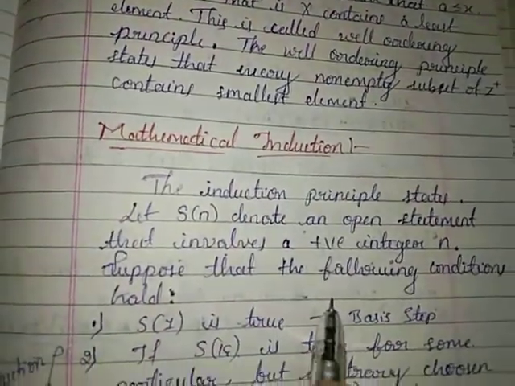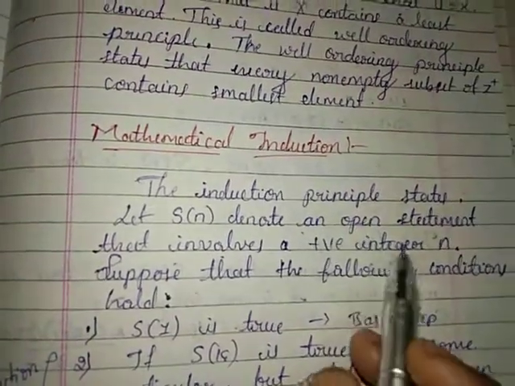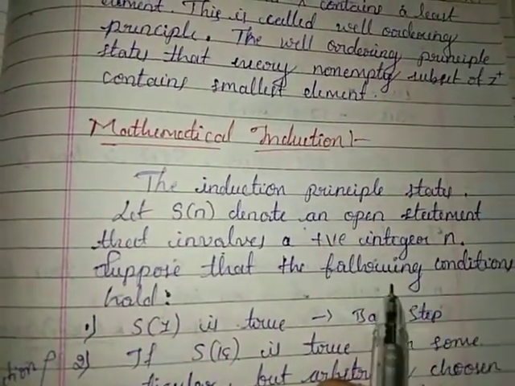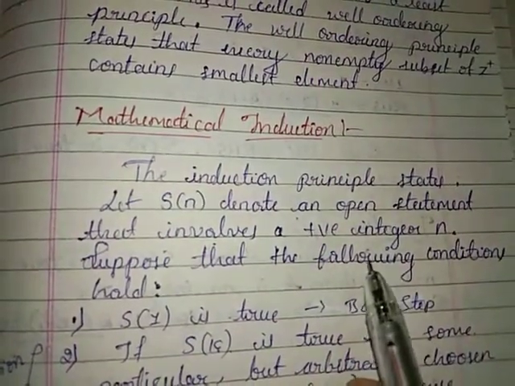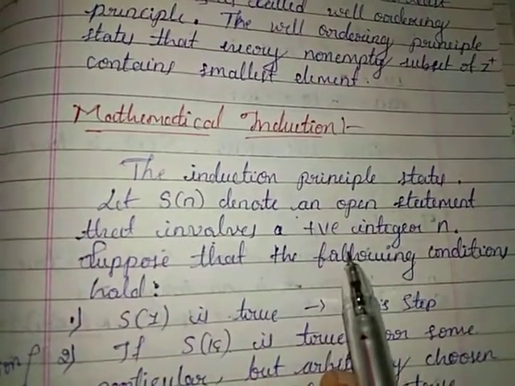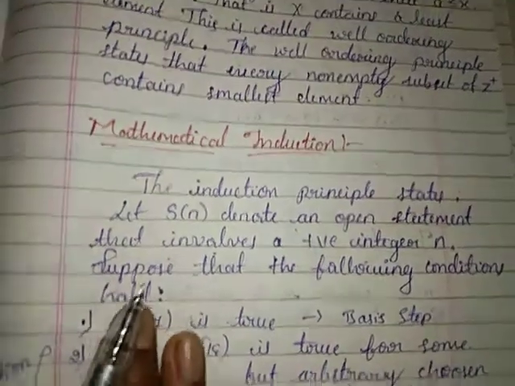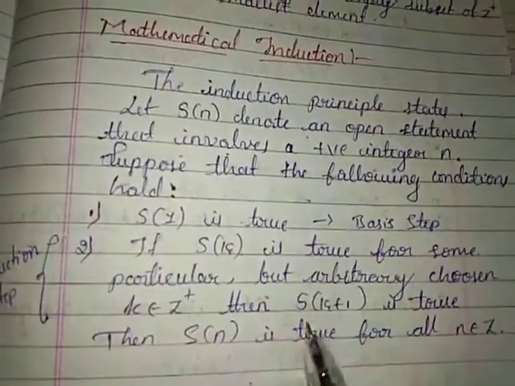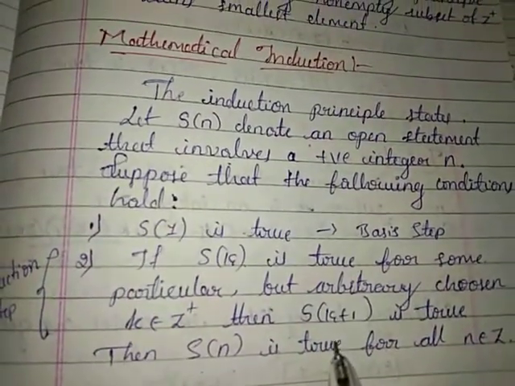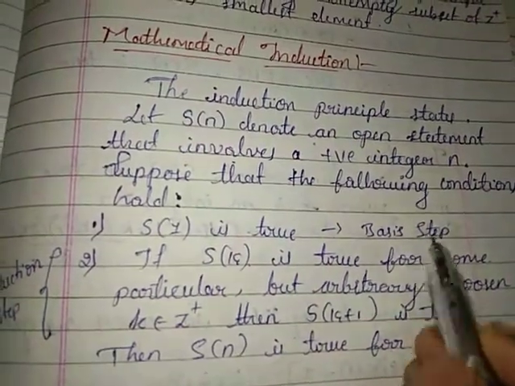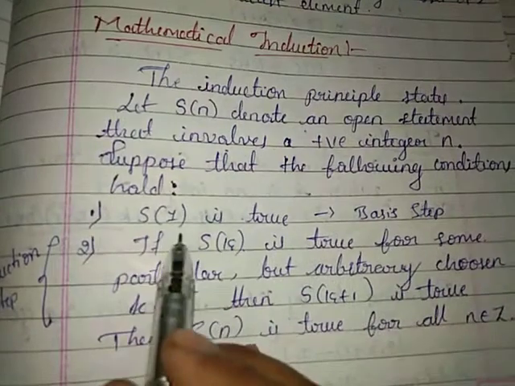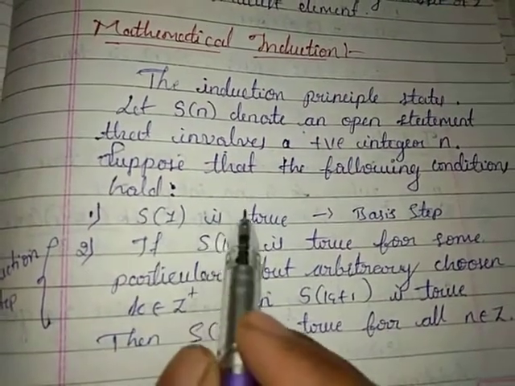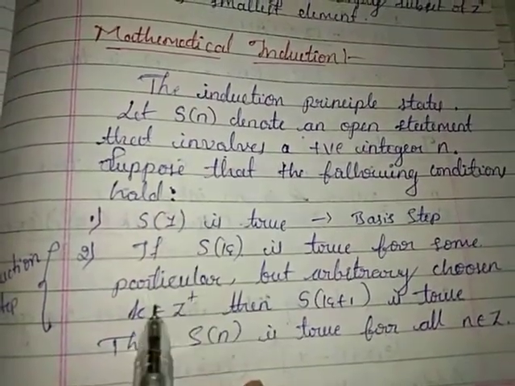Here we are proving a statement that involves the positive integer n. To prove that the given statement is true, we have to follow the following steps. Those steps are called the basis step and the induction step. The basis step means we have to prove the given statement is true for n equal to 1.